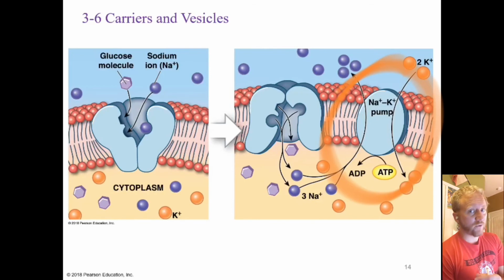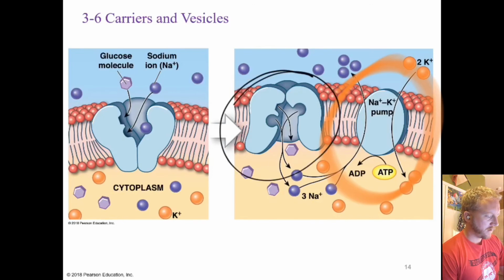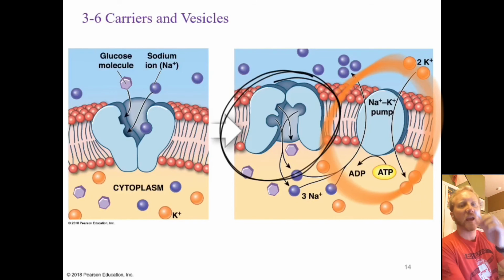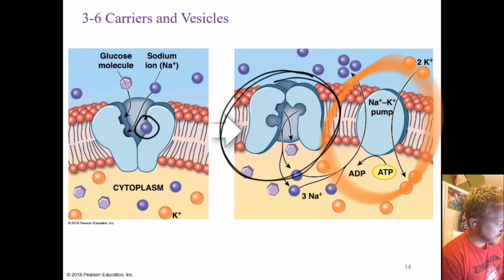The reason why we're doing this is not just to change how much sodium and how much potassium we have. It's to start bringing glucose in. Now, how that works: we set up a concentration gradient of sodium outside of the cell. If you take a look right here, we've got places for the sodium ions to sit.